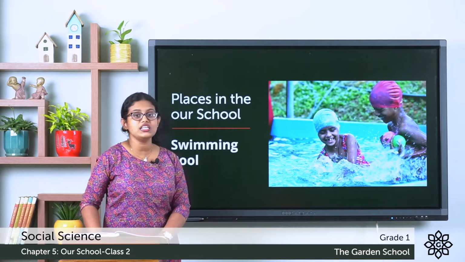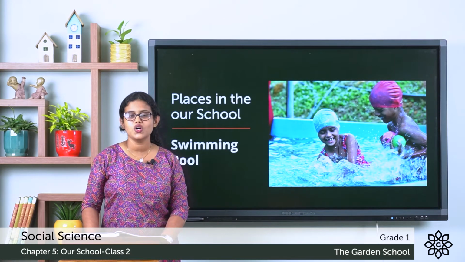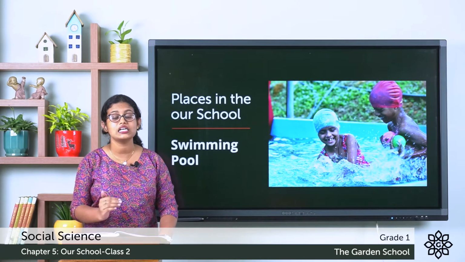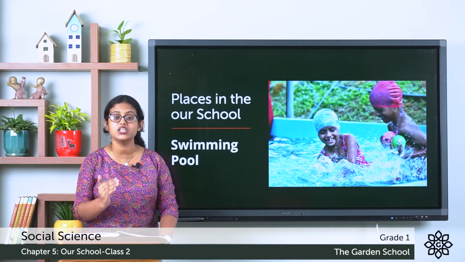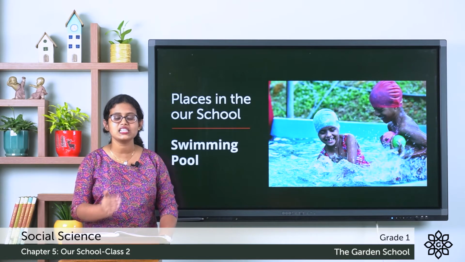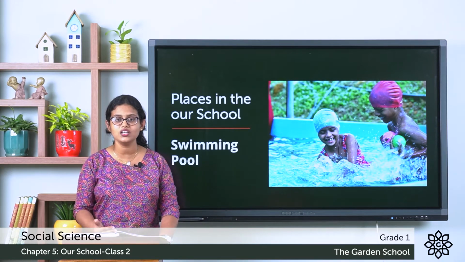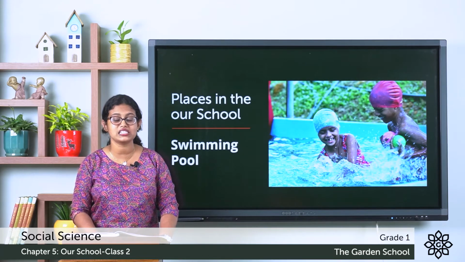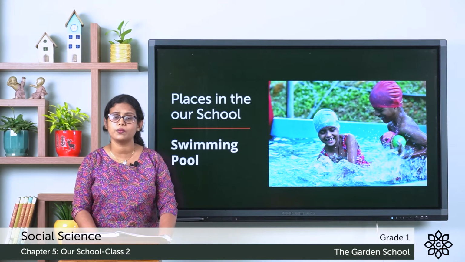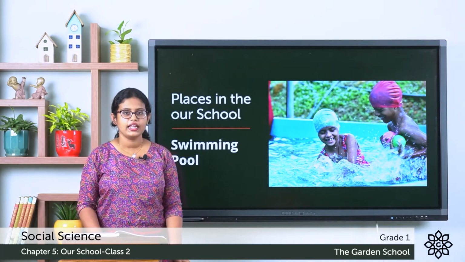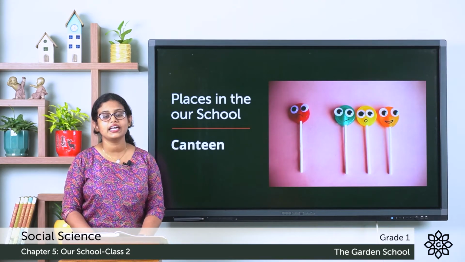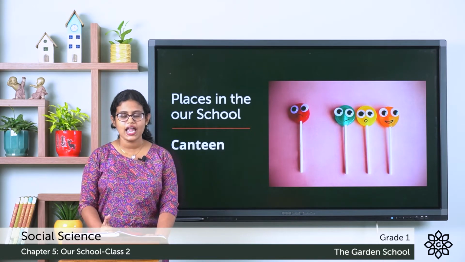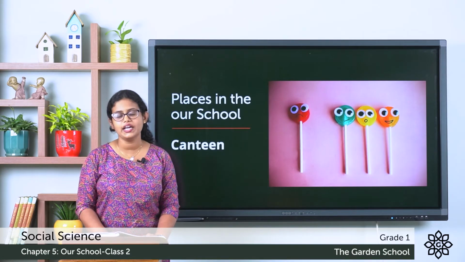The next is the swimming pool. You all have a swimming pool in your school, right? Swimming is a life skill which needs to be learned. And in the swimming pool, you will learn to swim. So that is the next place in our school, the swimming pool. The next place is the canteen. In the canteen, what do we all do? We buy and have food in the canteen.